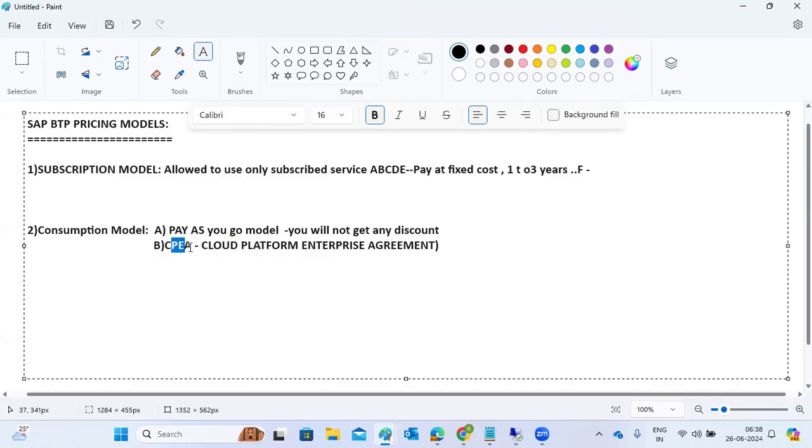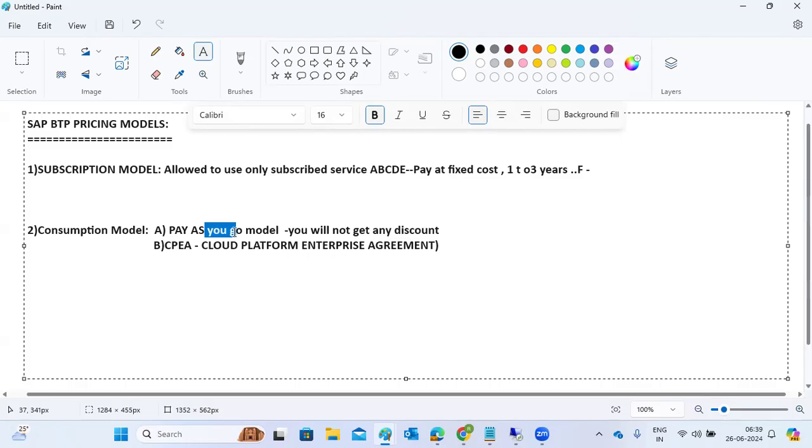When you pay here, you will get cloud credits, and based upon the credits, your usage will be debited. Here you will get more discounts. But in the pay-as-you-go model, you pay only when you use it. No discounts, no upfront. That is the main thing of the pay-as-you-go model.